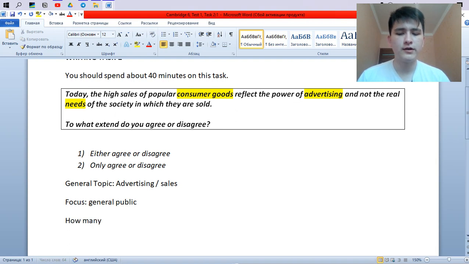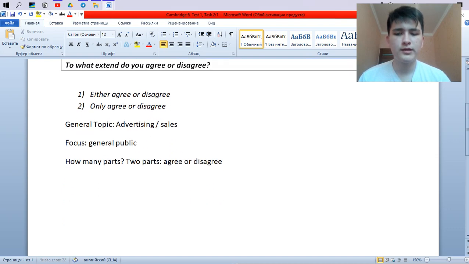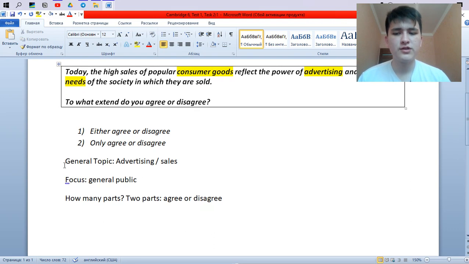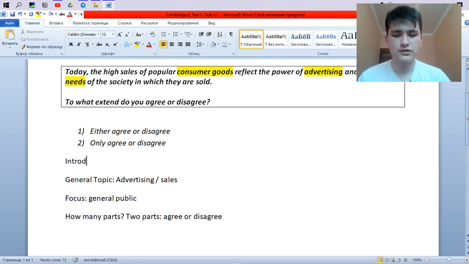How many parts are there? This is really important, because this is what matters the most. The band descriptors make it clear you have to cover all parts of the question if you want to score 6 or above. So there are two parts: agree or disagree. Now we're going to quickly jump to the body paragraphs. This was our introduction, so to speak.